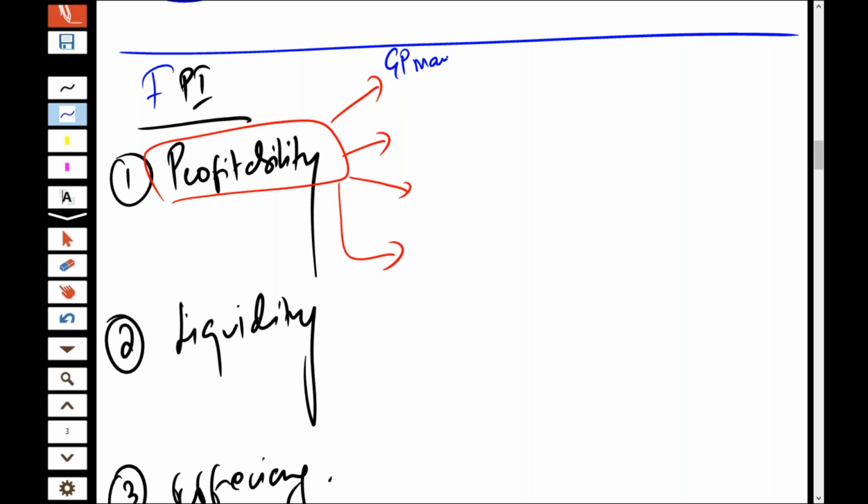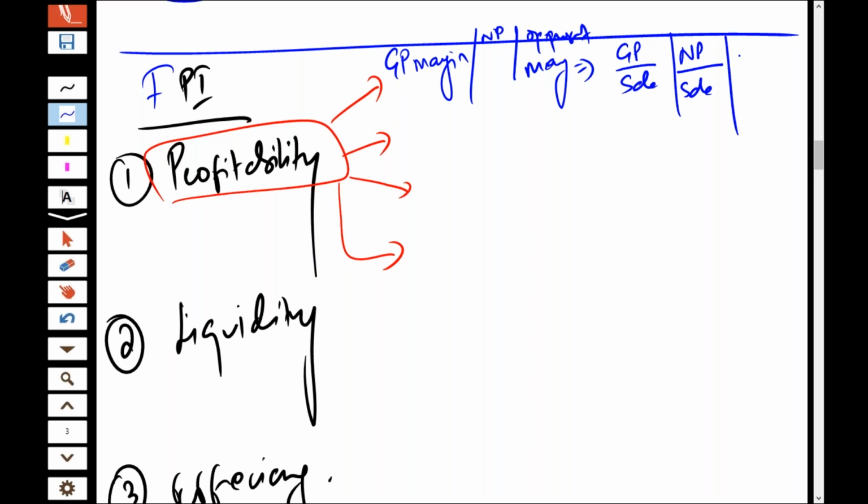It could be, number one, the GP margin. You could use NP margin also. You could use the operating profit margin also. These are the three different types of margin ratios. So the GP margin is GP upon sales. The NP ratio is NP upon sales. The operating profit margin is PBIT upon the sales. So one of them is basically the margin ratios, the gross profit margin and so on and so forth.